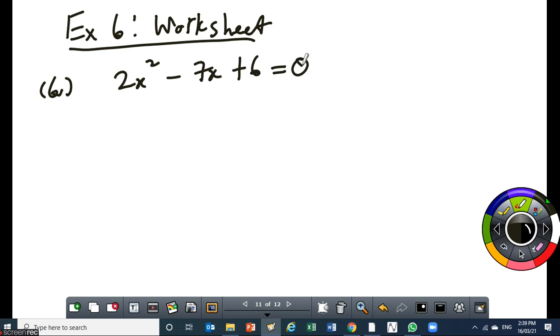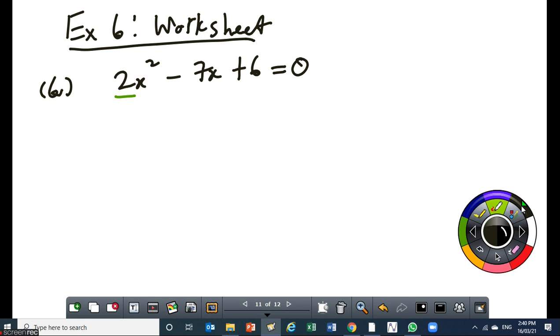Okay. Now, when you have a case like this, whereby the coefficient of x squared is not a 1, you have to make the coefficient of x squared equal to 1 if you want to carry on solving that quadratic equation by completing the square. So here, the first step would be to divide each term by 2, because 2 is the coefficient of x squared.